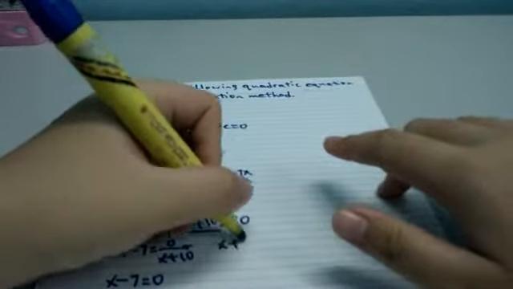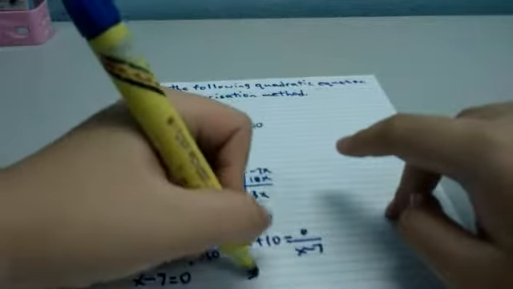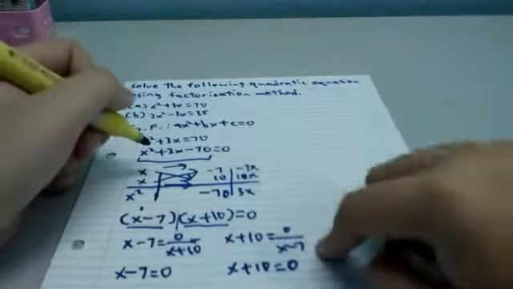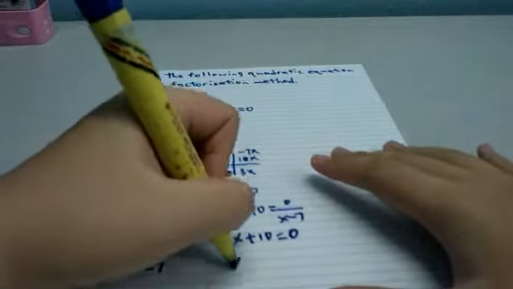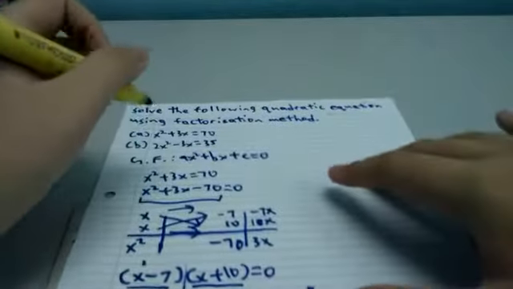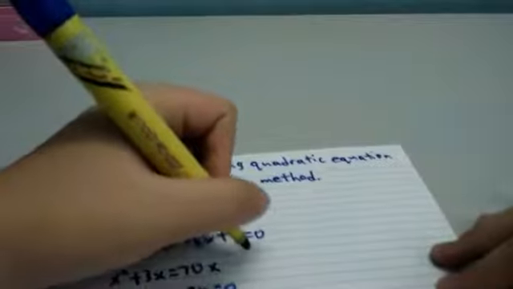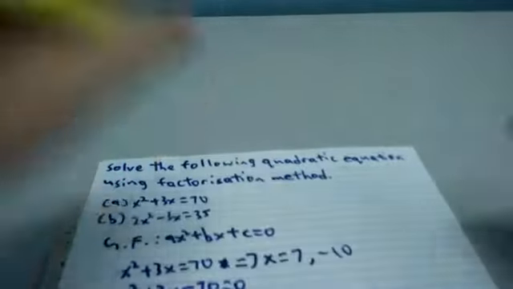And then what about here? So x plus 10 is equal to 0 over x minus 7. Then x plus 10 is equal to 0, because 0 divided by x minus 7 is equal to 0, isn't it? Then we can find x. So x is equal to negative 10. So the solution for this quadratic equation is x can be equal to 7 and negative 10.